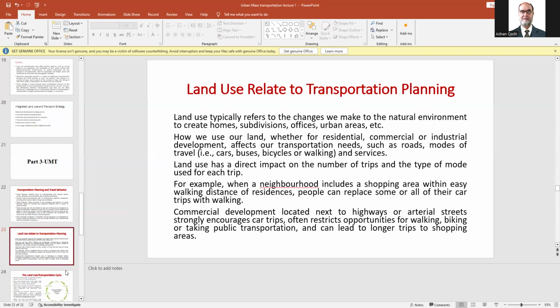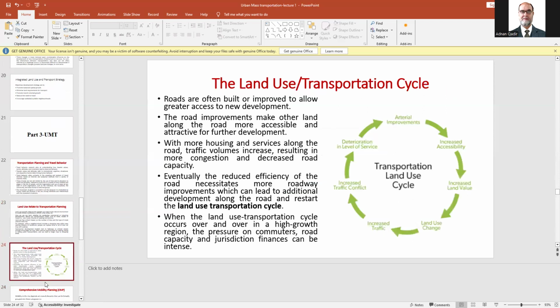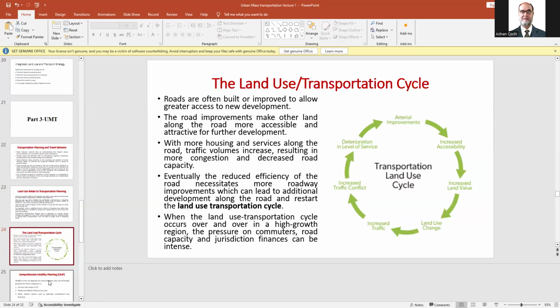People have different travel habits. For example, some of the people want to go fishing. Some of the people want to eat fish in the outskirts of a city like ours, like Karachi. So that also creates a travel demand. And the travel demand during the weekends to all those food districts is different. So let's try to understand this transportation land use cycle.